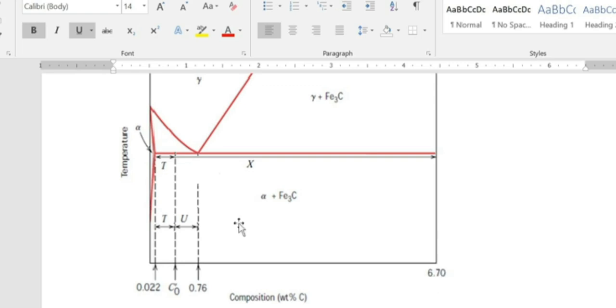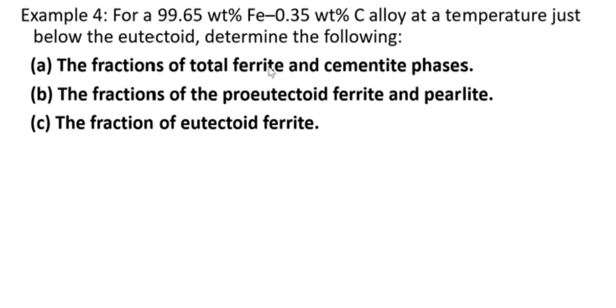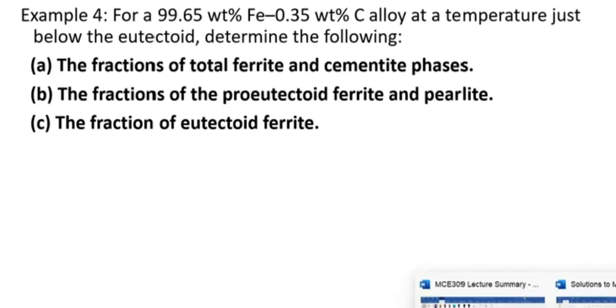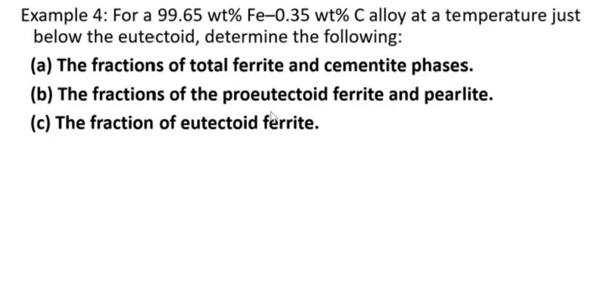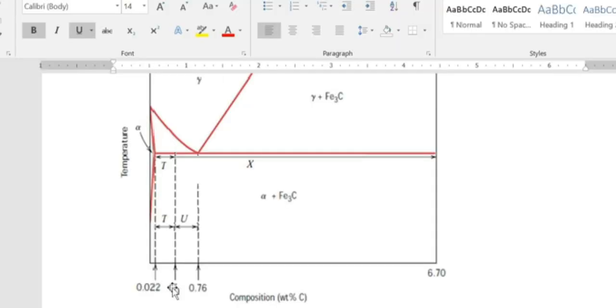Is it clear? Yes, sir. Did the question talk of eutectoid? There is no talk of eutectoid, isn't it? So we shall not bother about its boundary. There is no eutectoid. So in this case, we are talking of the total what? Ferrite and cementite. And this region, you know, is alpha plus cementite, right? And our alpha is our ferrite. So you locate the place. What's the place? 99.65, somewhere here, isn't it?